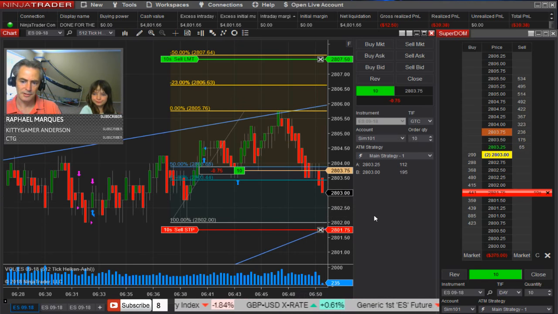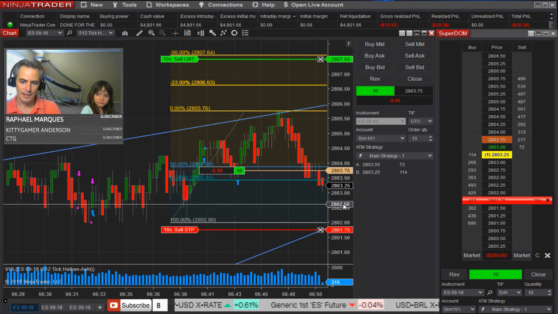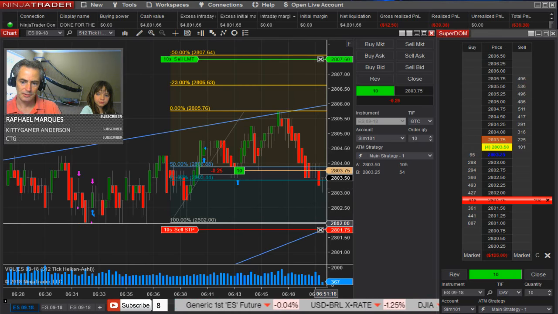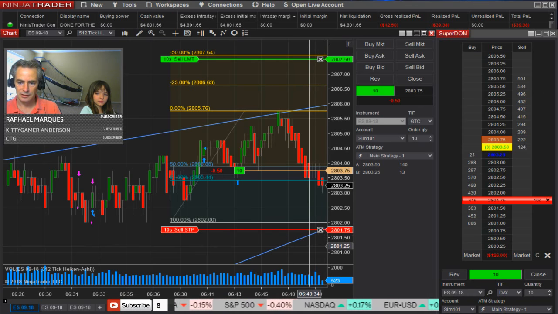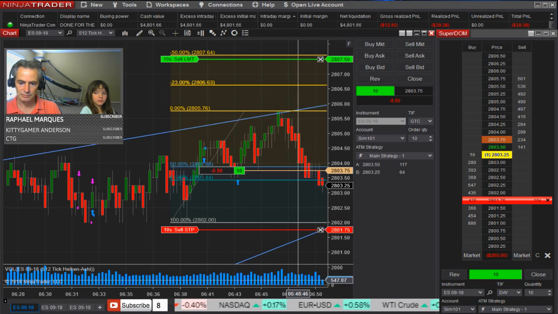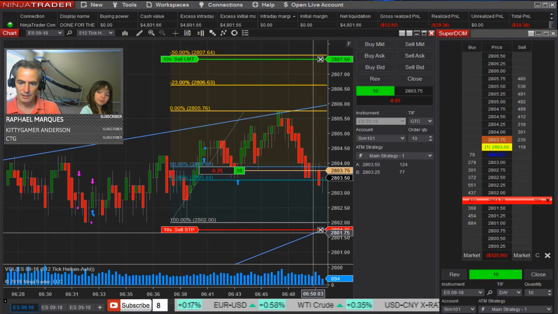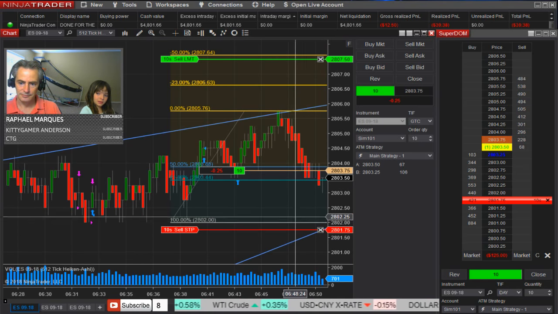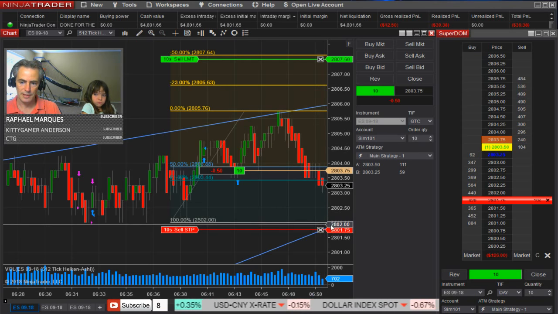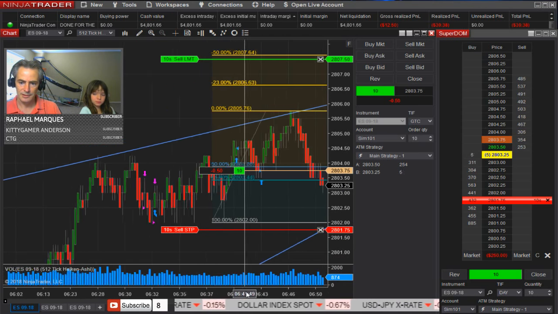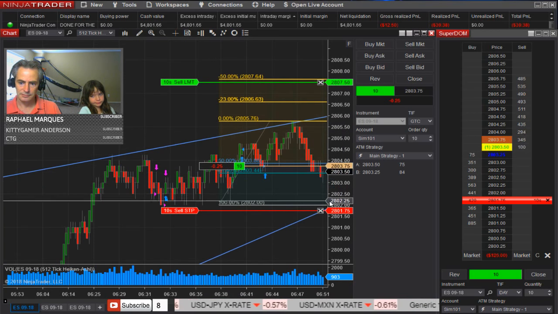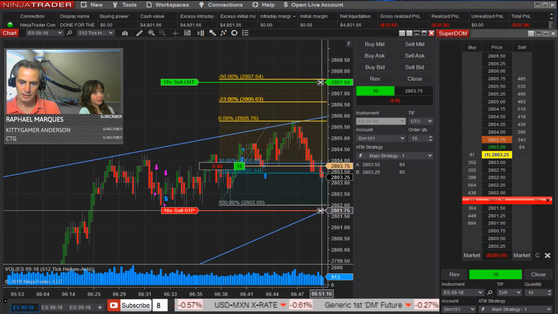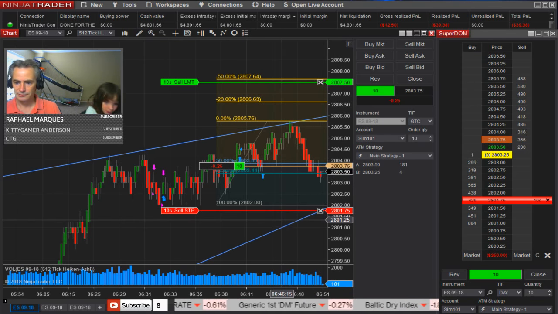So it did just break the 61.8. I would suspect it to come down to about 801.75 ish, or like 802. I just hope it's 802. And then it should pop off the bottom of this channel. That would be good since your stop is below that channel.